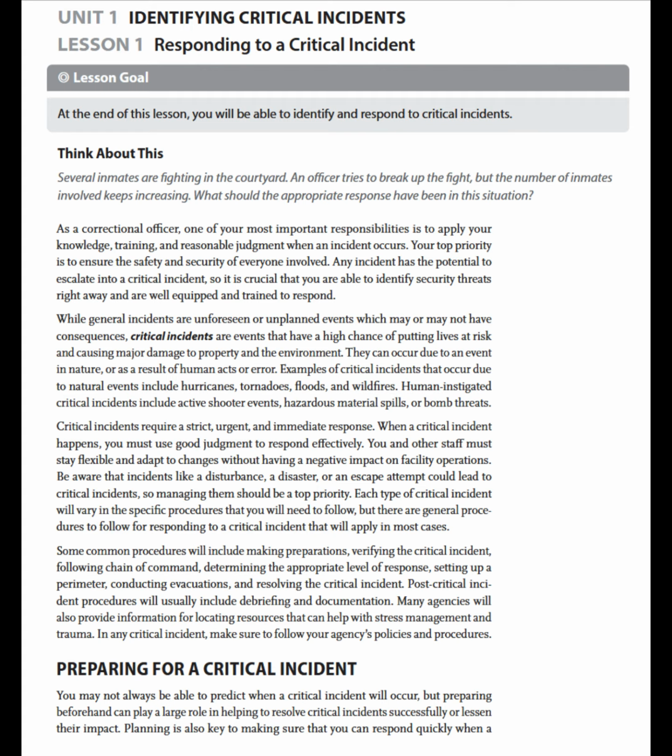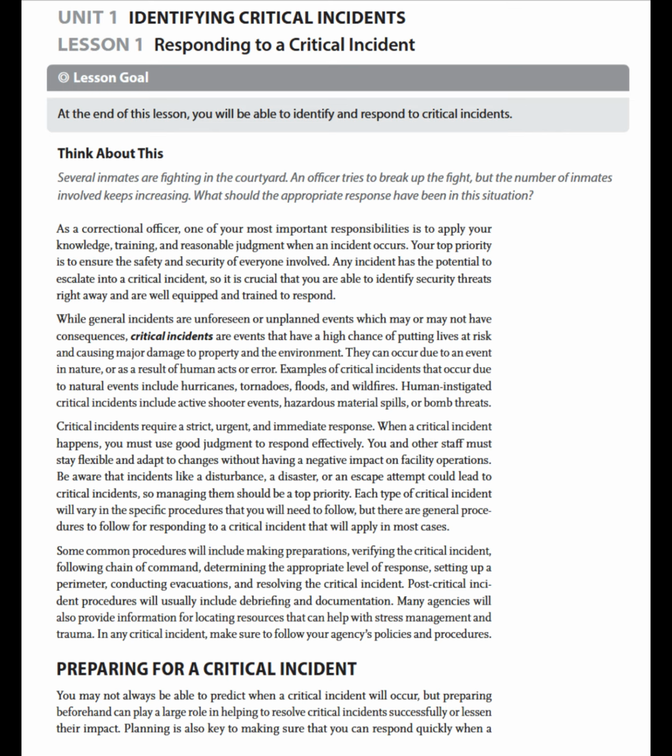Each type of critical incident will vary in the specific procedures that you will need to follow, but there are general procedures to follow for responding to a critical incident that will apply in most cases. Common procedures will include making preparations, verifying the critical incident, following chain of command, determining the appropriate level of response, setting up a perimeter, conducting evacuations, and resolving the critical incident.